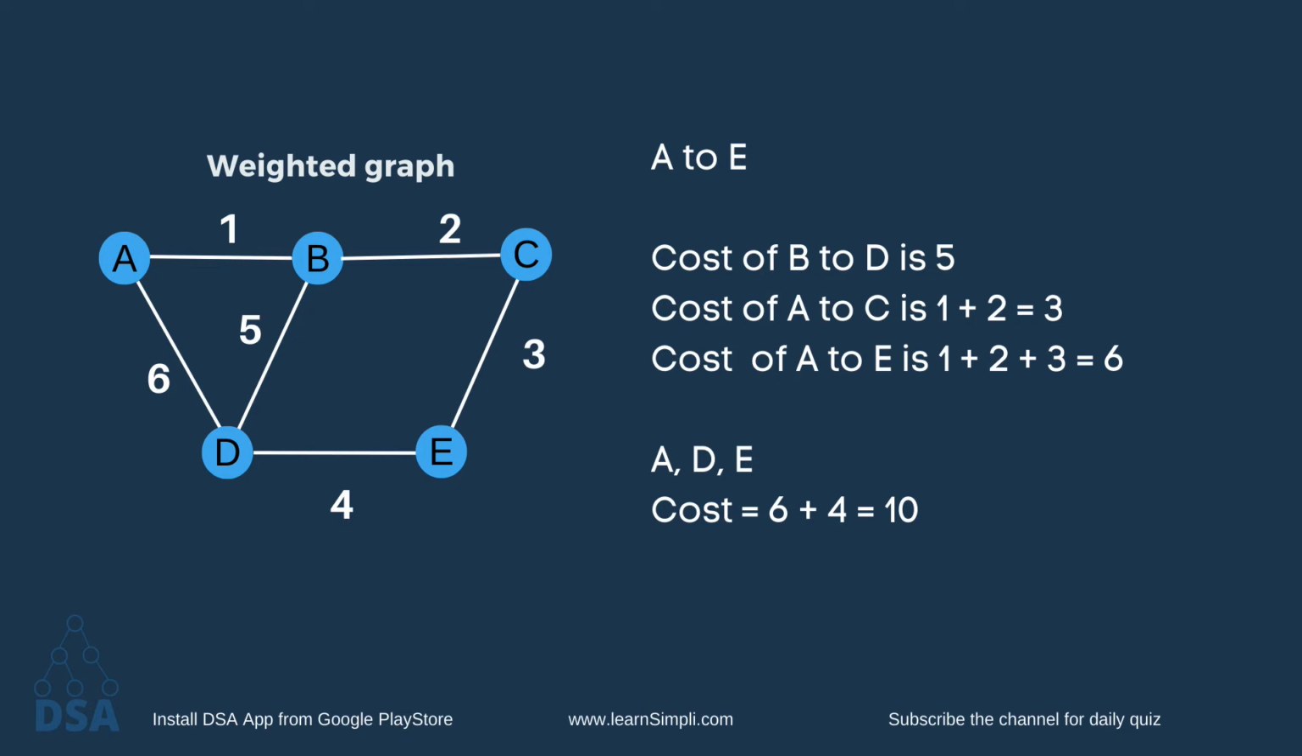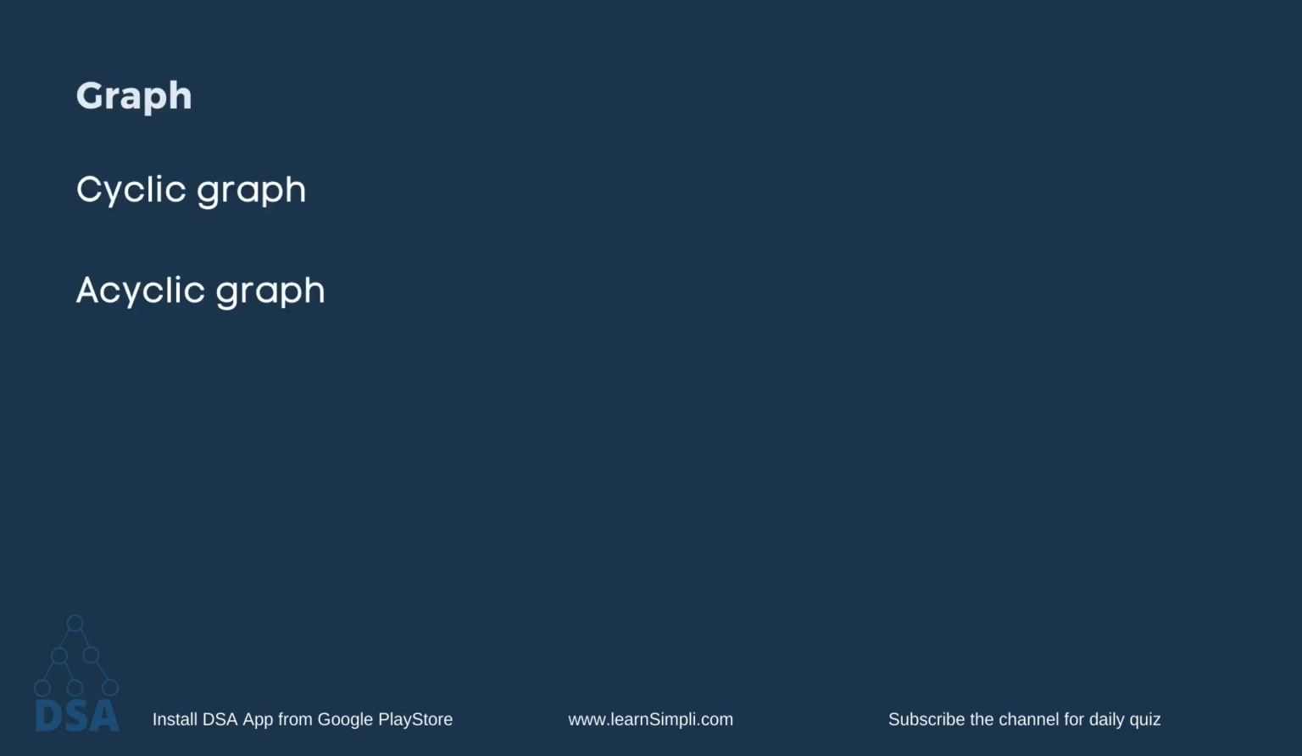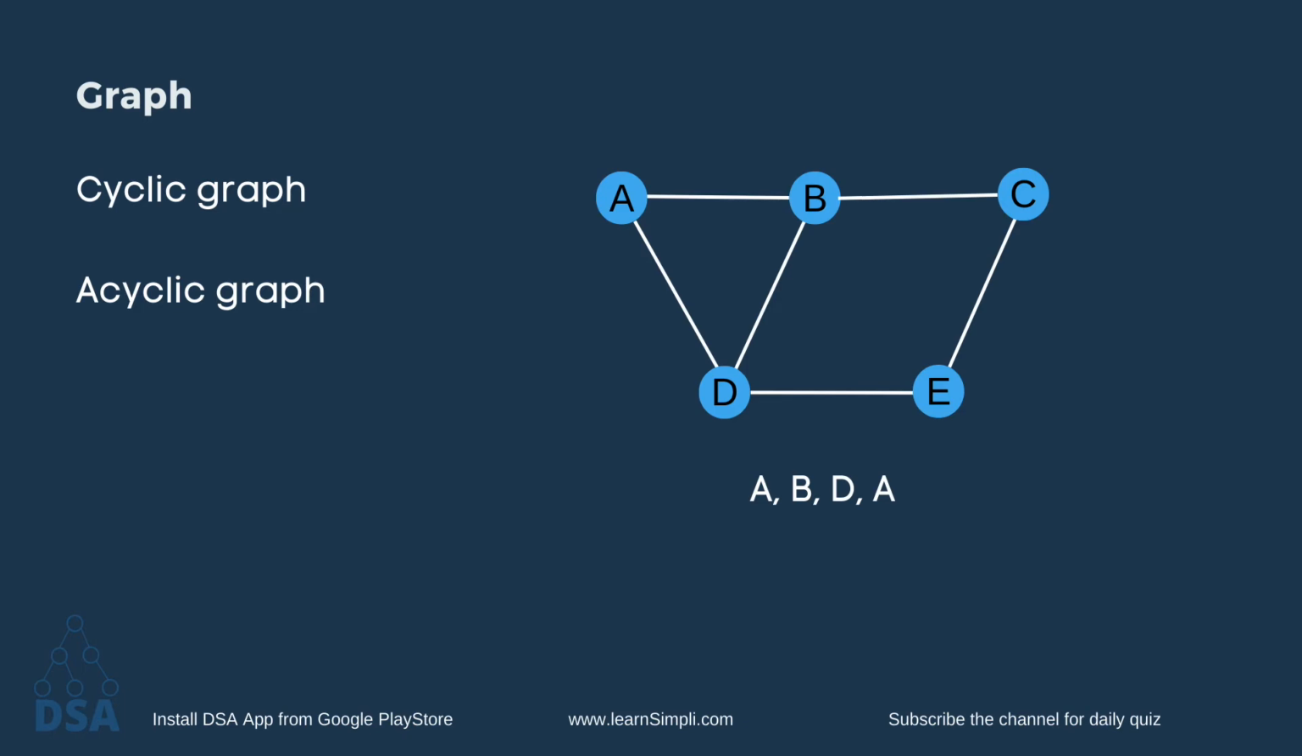The next type of graph is decided based on cycle. Graph can be cyclic or acyclic. A graph is cyclic if it contains a path which starts from the vertex and ends at the same vertex. A graph contains a cycle, then that graph is called cyclic. If it doesn't, then it is called acyclic graph.